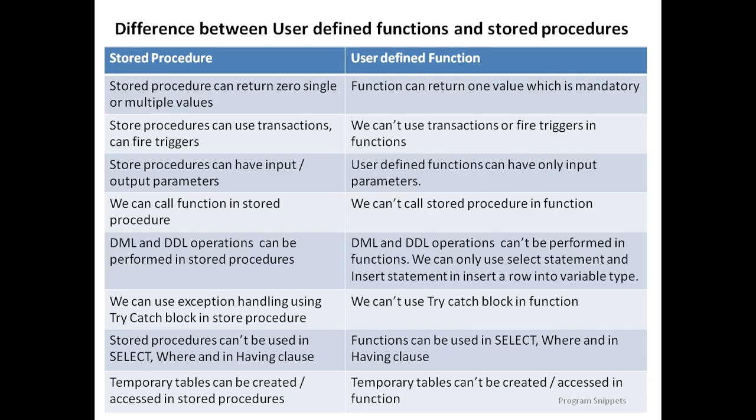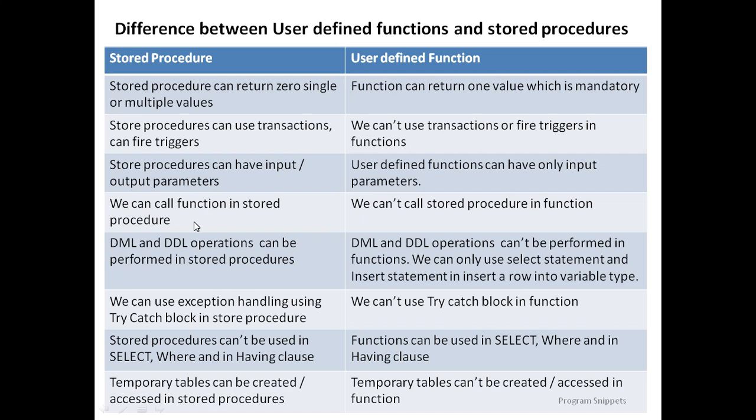Differences between user-defined functions and stored procedures are: stored procedures can return 0, a single or multiple values. Functions can return one value, which is mandatory. Stored procedures can use transactions or can fire triggers. We can't use transactions or fire triggers in functions. Stored procedures can have input-output parameters. User-defined functions can have only input parameters.